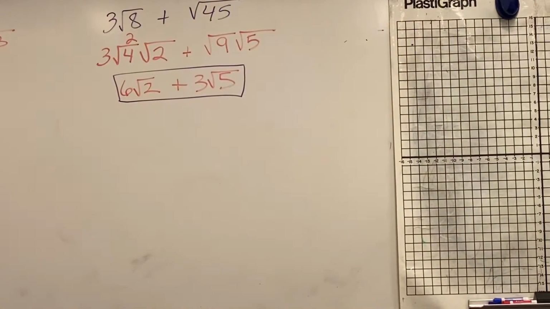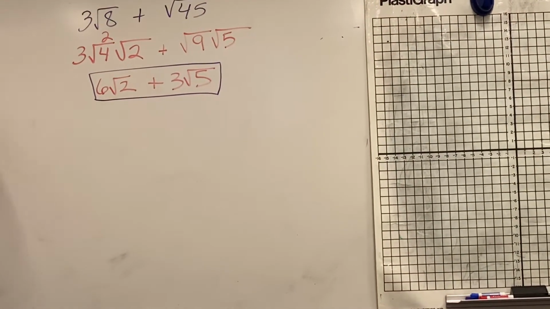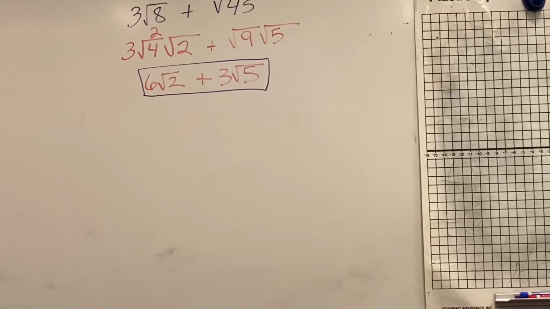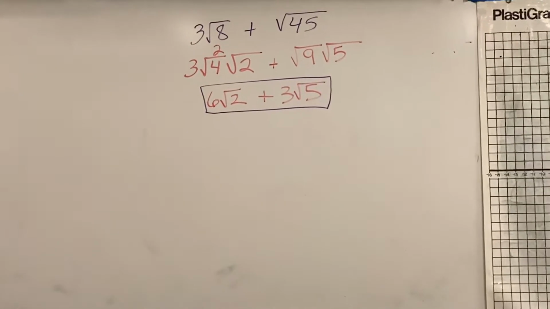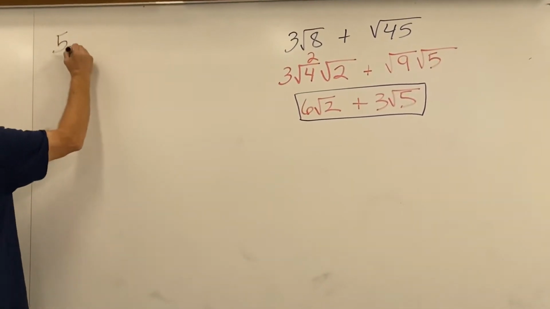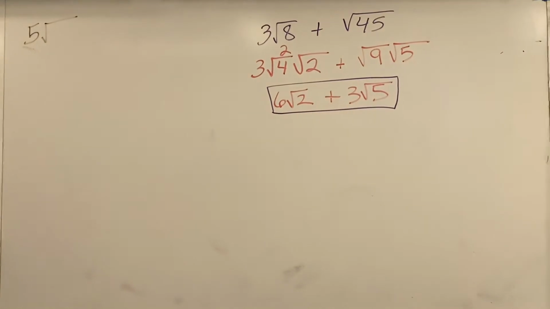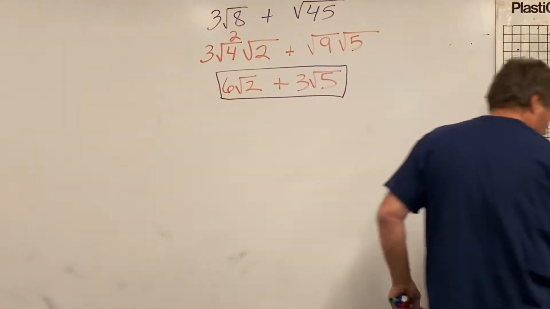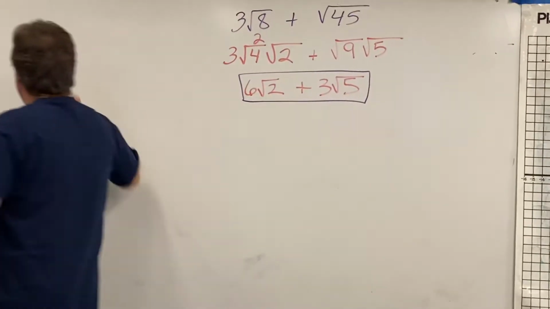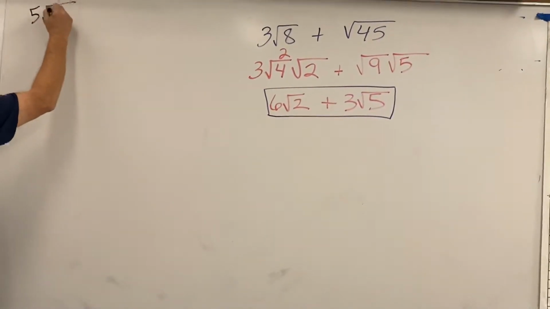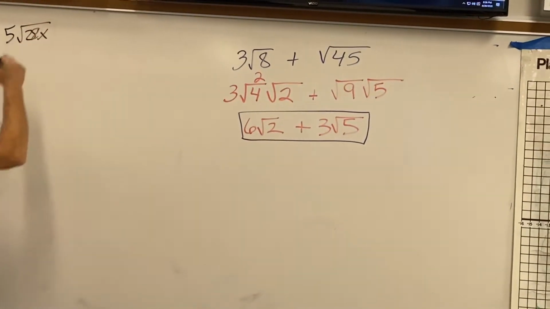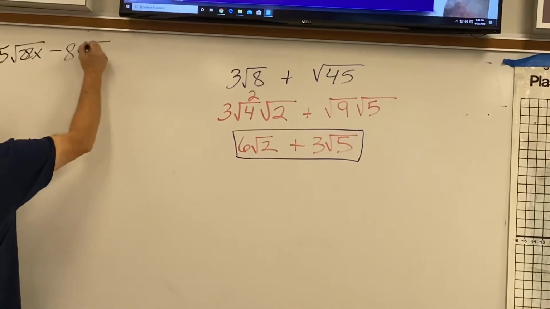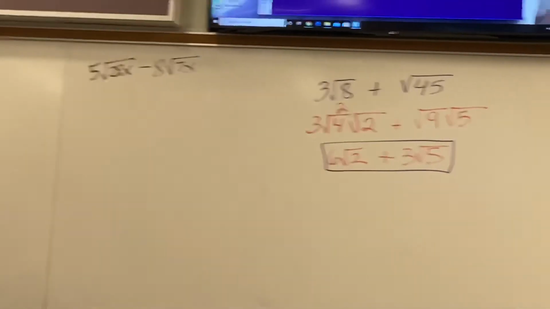Here's another one. 5 root 28x. I don't like this. Let me get a better one. Here we go. 5 root 28x minus 8 root 7x. Well, let's see.